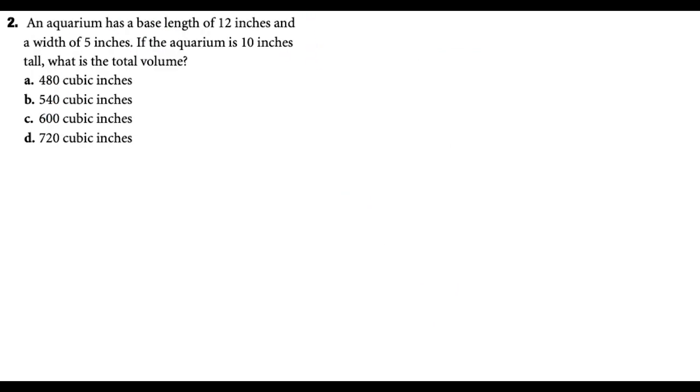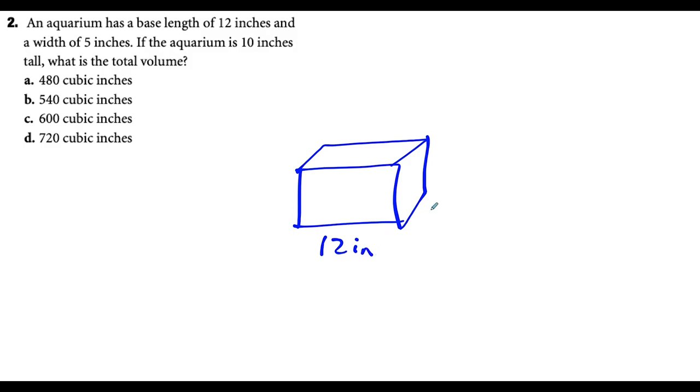So for this one, we have to know a little bit of geometry. We have an aquarium, and it's in the shape of a rectangular prism because they gave us the base length, the width, and they gave us how tall this thing is. You don't have to draw this out, but this is just so you could visualize it. So the base length is 12 inches, the width is 5 inches, and this thing is 10 inches tall.